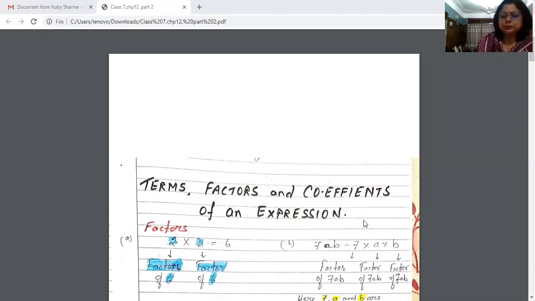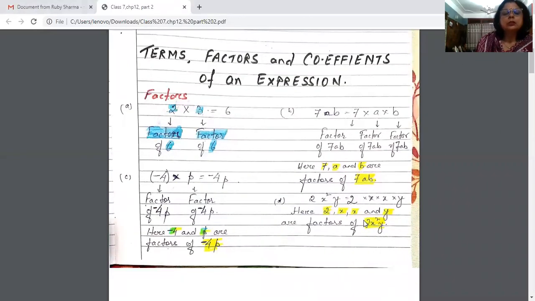Now here, first example, I have given a numerical number. That is, there's no variable here, just to explain to you how we get factors. Now we have studied that 2 into 3 is equal to 6. In this case, 2 is a factor of 6. 3 is also a factor of 6. That means when two or more numbers are multiplied, each number is a factor of the product. So it is same with algebraic expressions also.